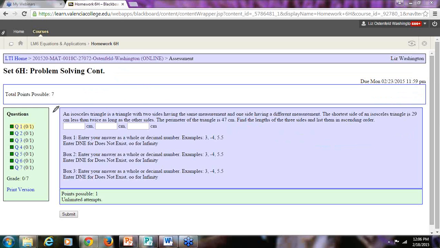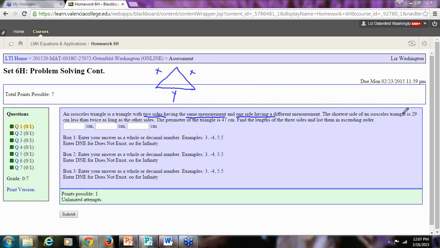It says, for question number 1 in section 6H, which is pretty much all word problems, an isosceles triangle. So as soon as I see a shape, I want to go ahead and draw the shape. It is a triangle that has two sides with the same exact measurement. So I'm going to assume these are both the same measurement, whatever they may be, and one side having a different measurement. I'm going to label the third side with a Y to represent that it's something different than these two.